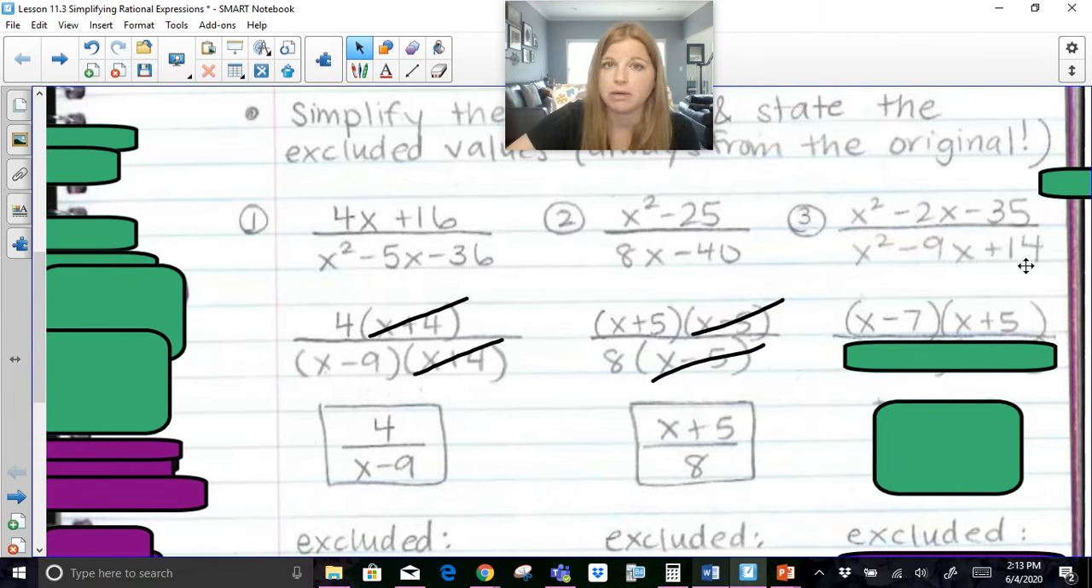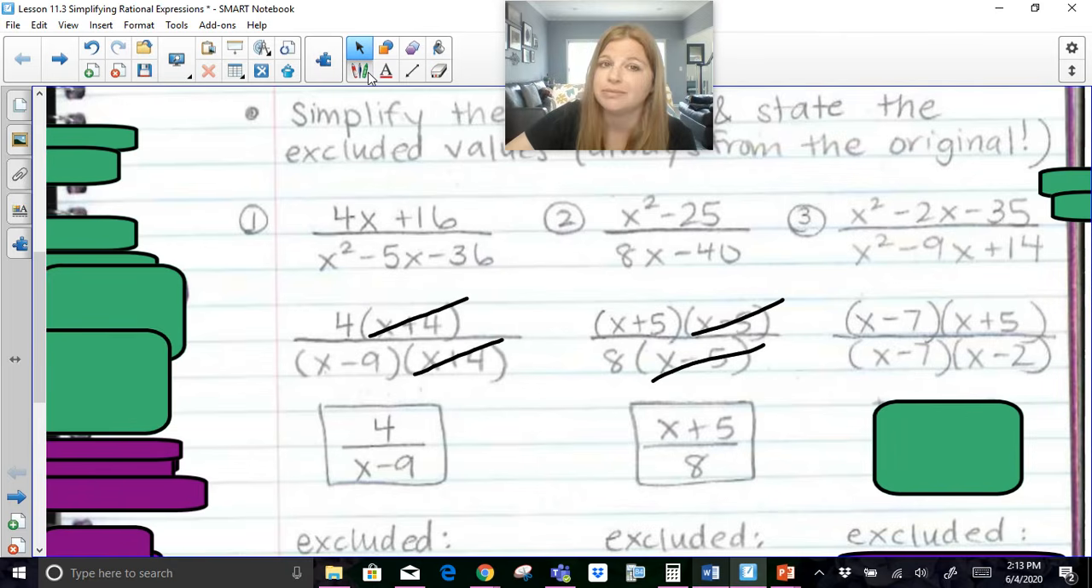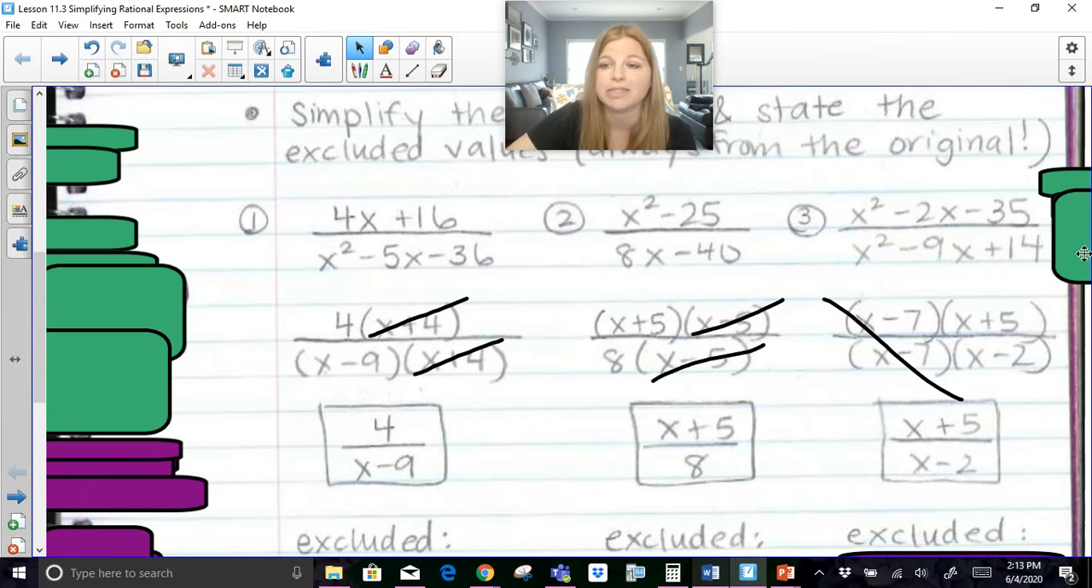Now my denominator, what factor pairs of 14 add up to negative 9? 1 and 14, no. 2 times 7, yes. What kind of 2 and 7 do you need to get a negative 9 when you add them? Both negative. You should be able to easily see what's happening here. x minus 7 over x minus 7 is gone, and my simplified answer is x plus 5 over x minus 2. Now, do not cross these x's out.